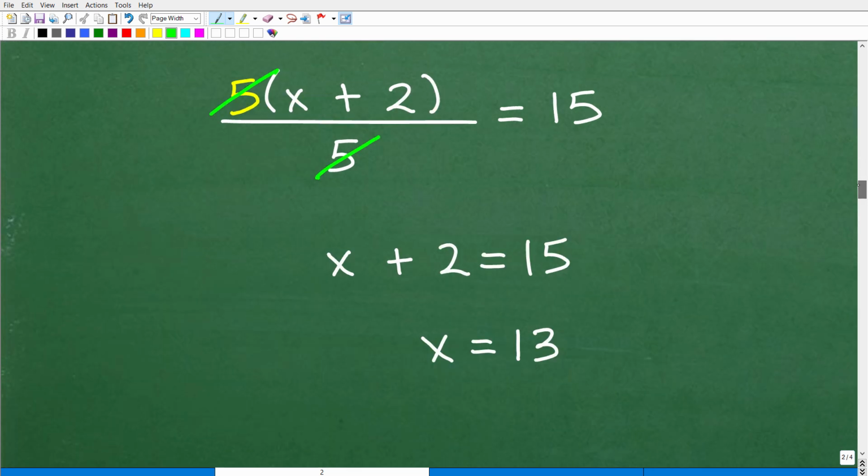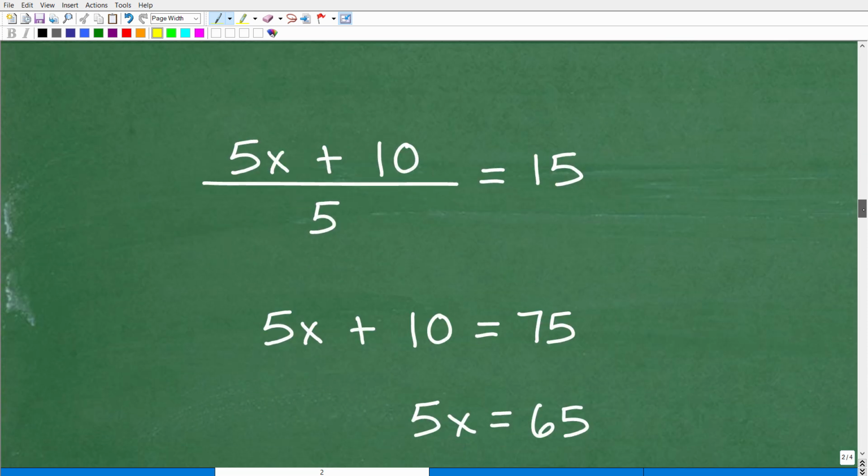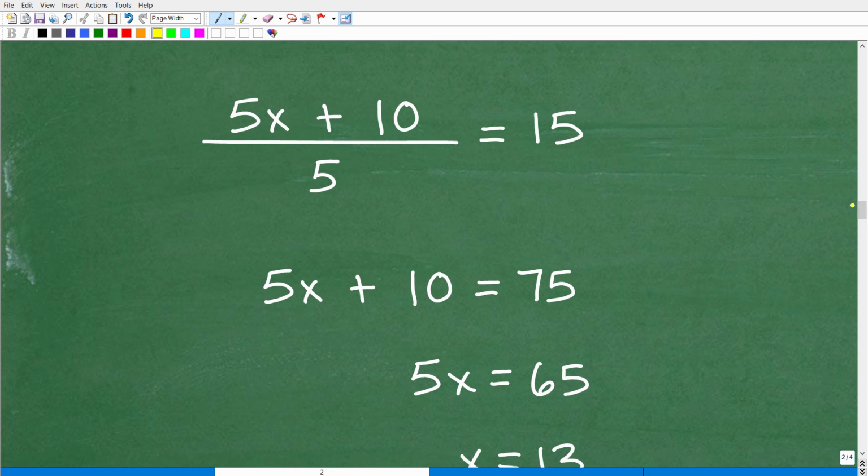Okay, so here we go. So I'm going to cross-cancel these 5's. This was the GCF. Now this is going to make my life super easy. I'm left with the equation x plus 2 is equal to 15. So all I need to do to solve for x is subtract 2 from both sides of the equation, and we get the answer x is equal to 13. Okay, so that's one approach. That is the correct answer. We're not done answering the question yet, but that's what x is equal to. But let's go ahead and take a look at another way we could solve this problem, this equation.